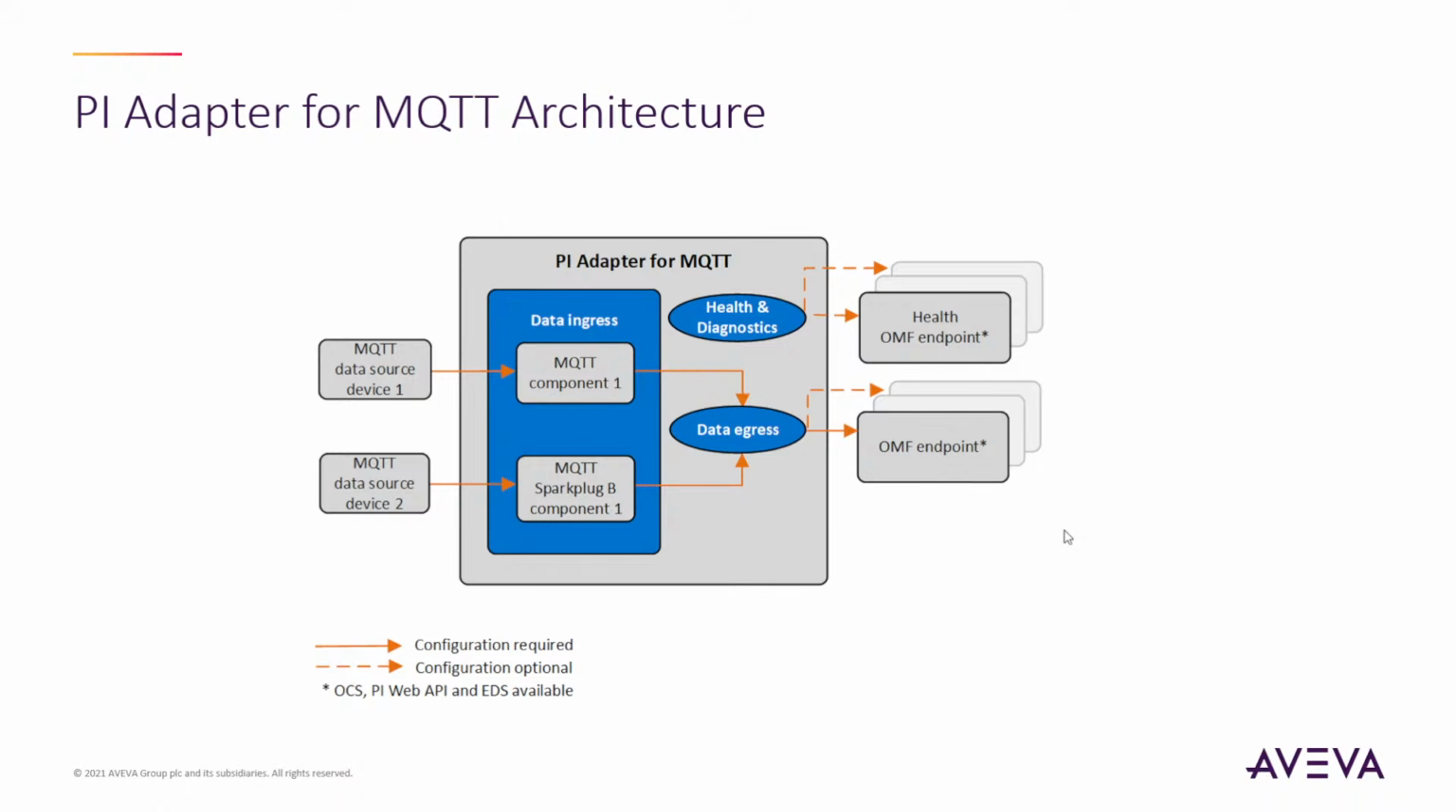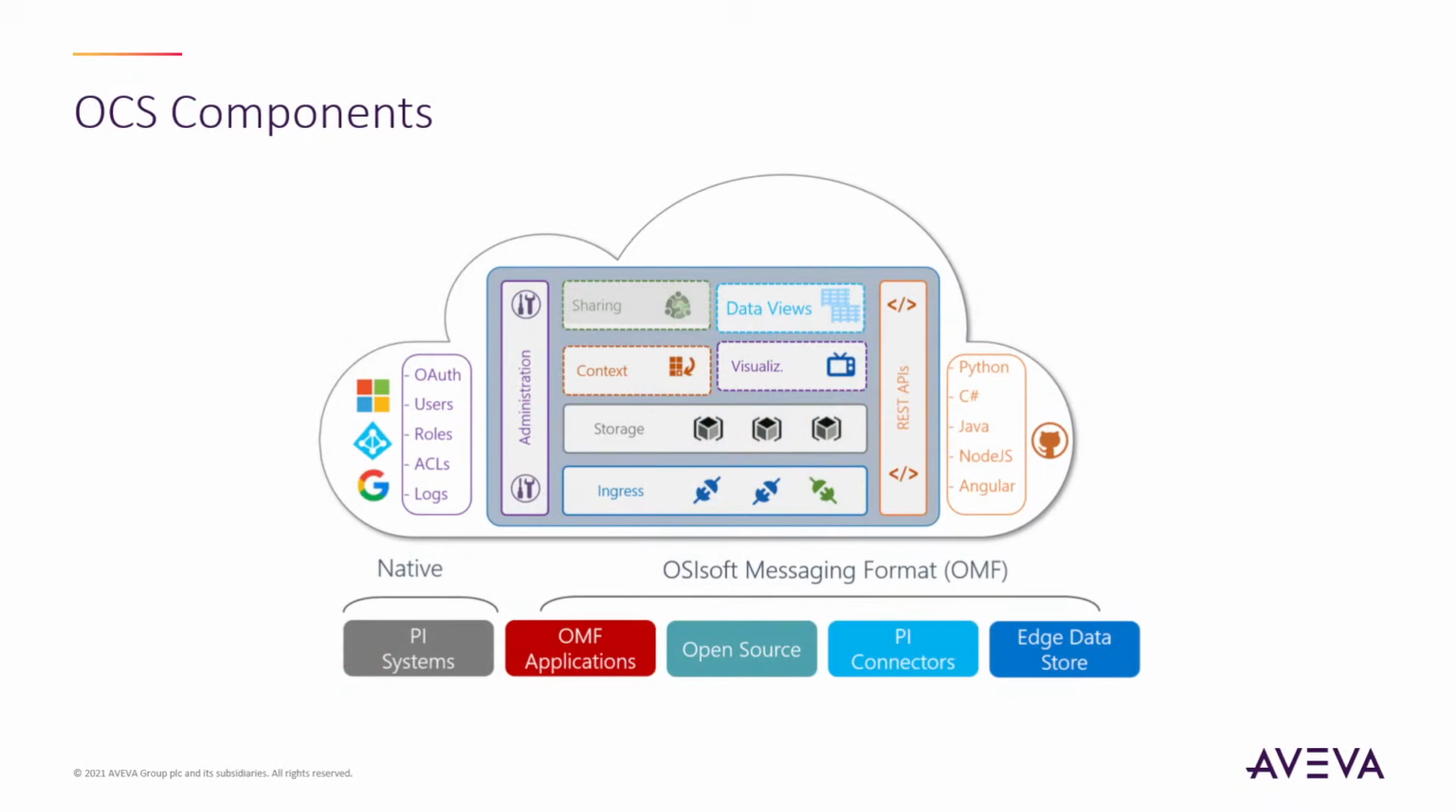Here is a brief architecture of Pi adapter for MQTT. Typically, it has data source components, the ingress components, and the data egress components. Again, in the interest of time, we won't be able to go deep into the specific architecture, but watch out for the documentation that carries more detailed information about adapter for MQTT.